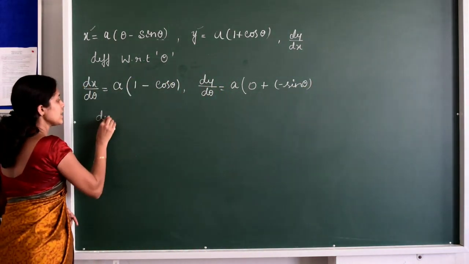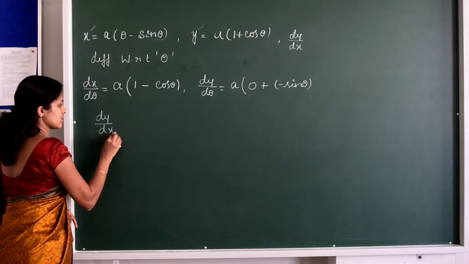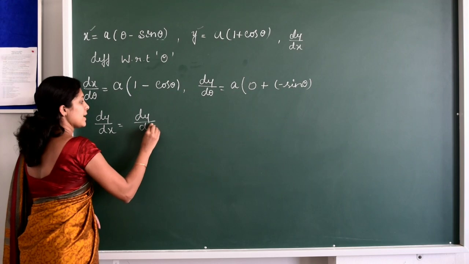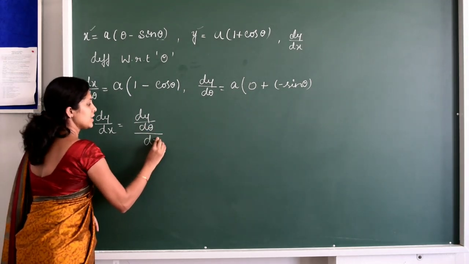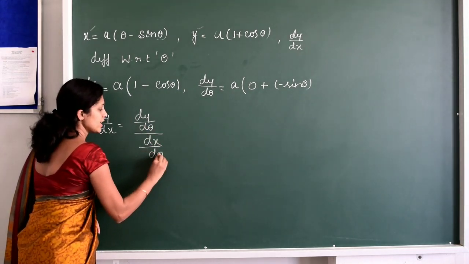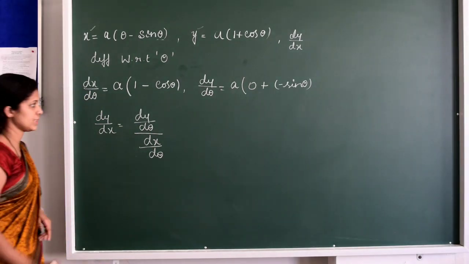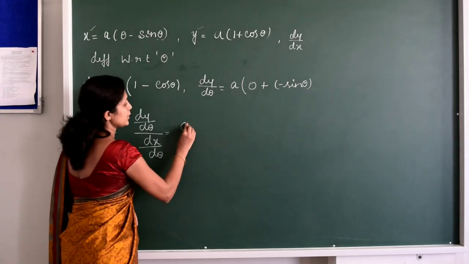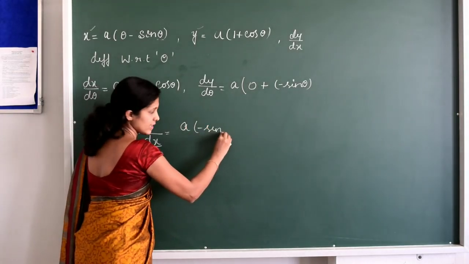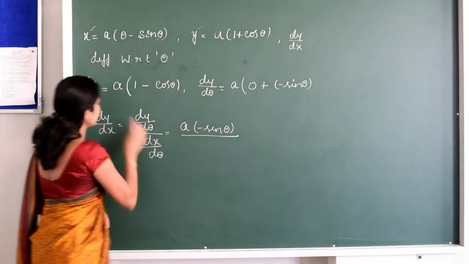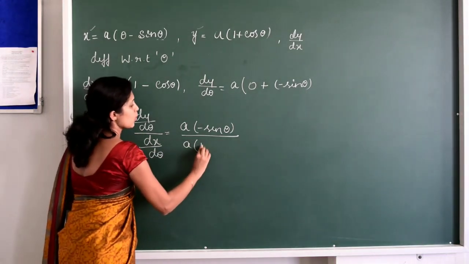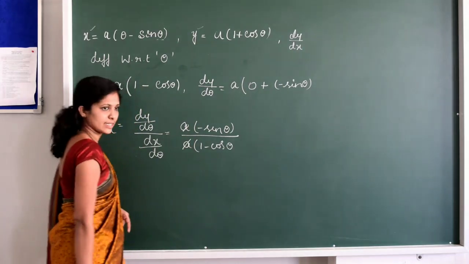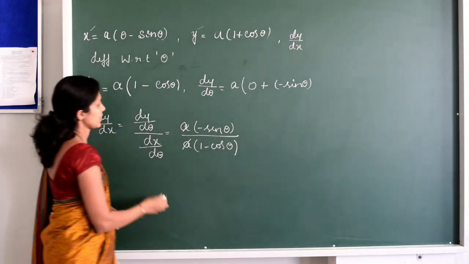You have to find dy by dx, right? So this can be written as dy by d theta divided by dx by d theta. Here theta is called the parameter, remember that. So dy by d theta will be a into minus sin theta, divided by dx by d theta, which will be a into (1 minus cos theta). So here a and a will get cancelled.